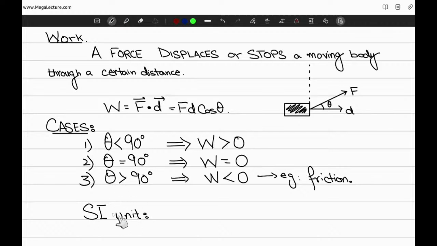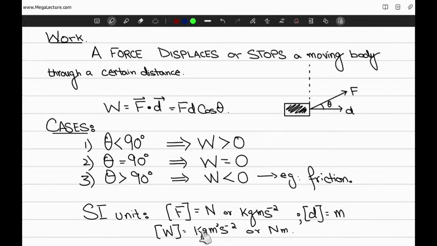So what would be the SI unit for work? Think of it in terms of force and distance, right? So here are the SI units for a force. We have newtons, or it's also measured in kilograms meters per second squared, right? And this unit is named after Isaac Newton, which is this N, Newton, right? And the SI unit for distance is meters.